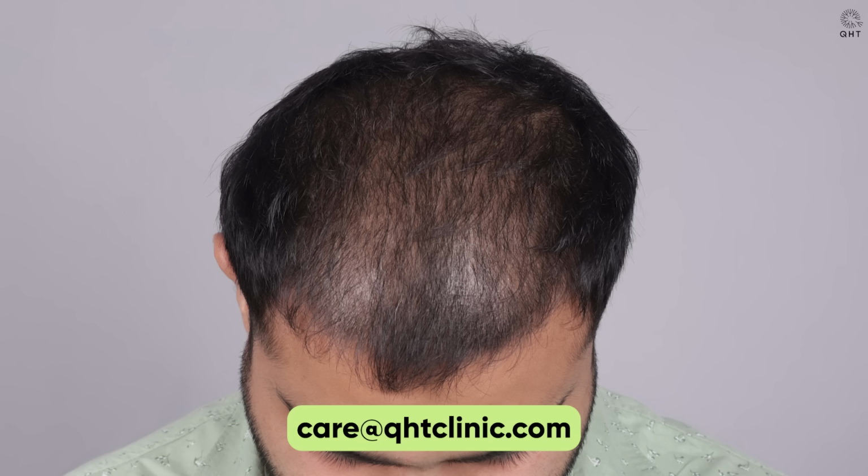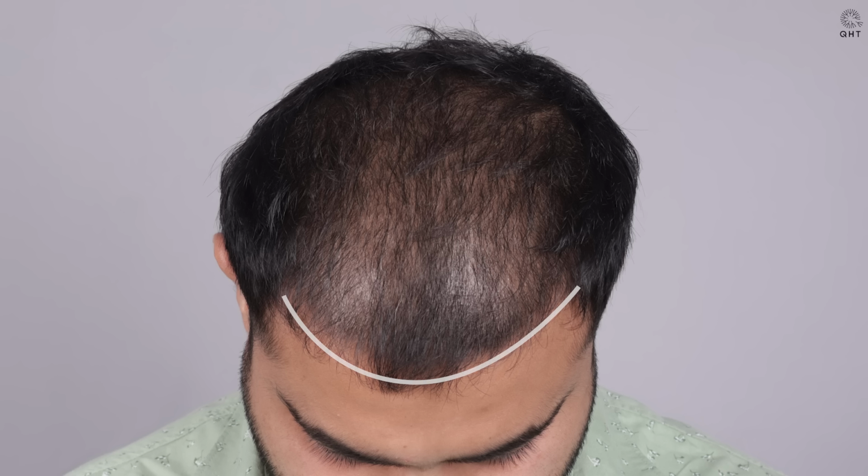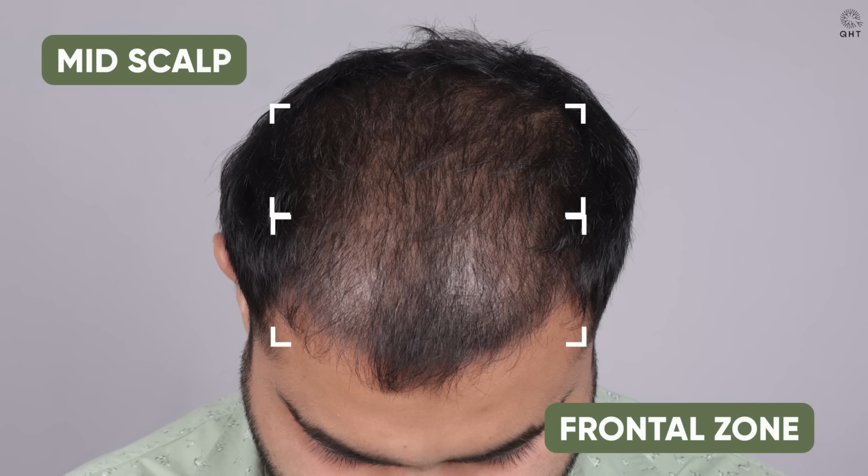At this stage, tiny new hairs were visible across the recipient areas, indicating that the follicles were healthy and responding well to the procedure. The hairline, frontal, and mid-scalp regions showed fine, soft hair growth emerging from the implanted follicles, giving the first signs of density restoration.